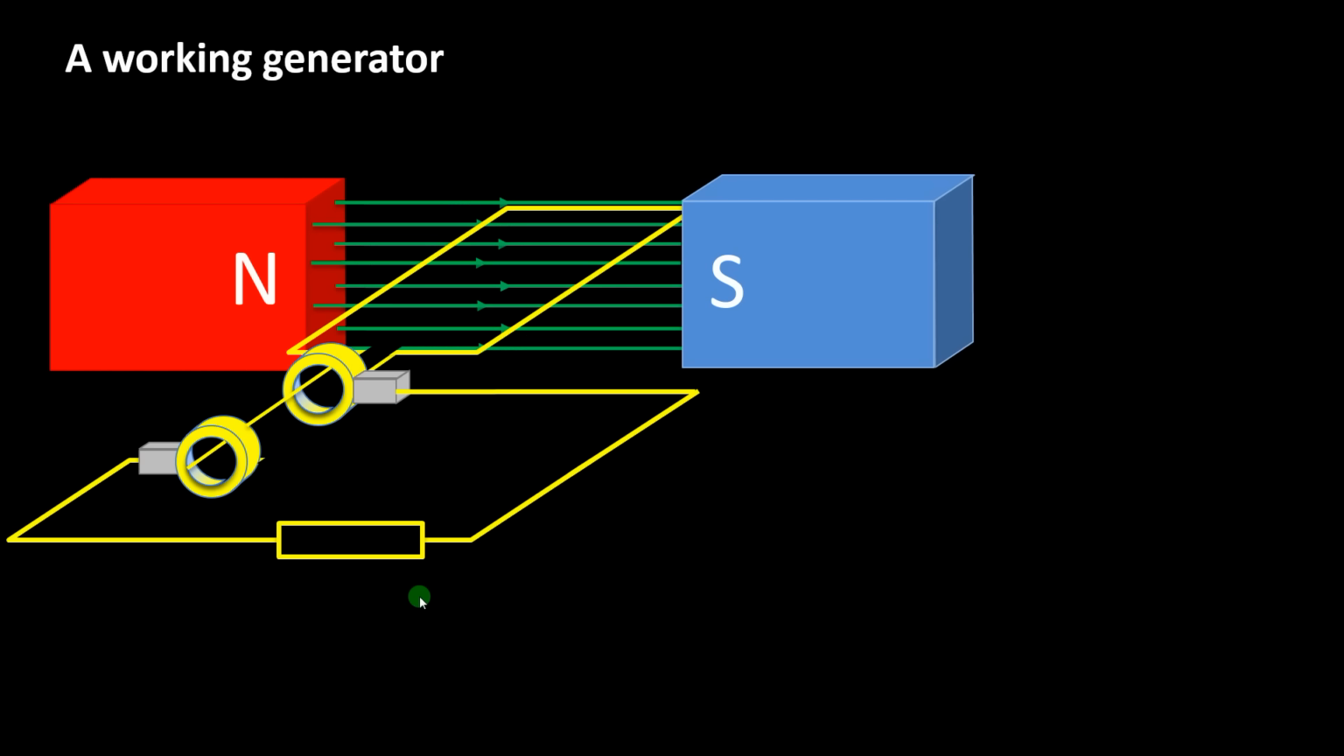Okay, so how does this work with a real generator in principle? Well, we're going to look at the idea of the coil of wire rotating in the magnetic field of the generator, though in reality most generators rotate the magnet.